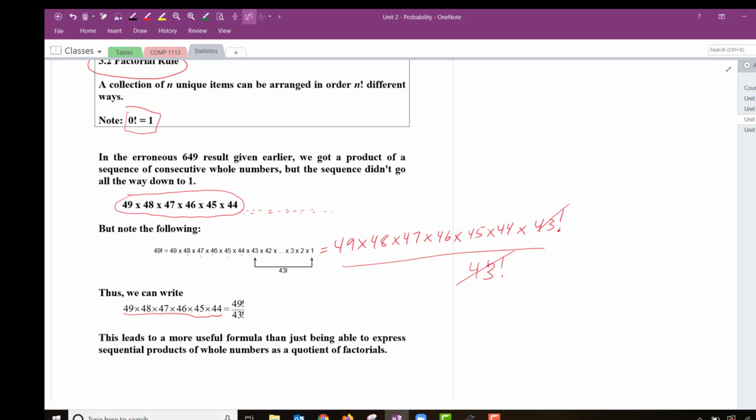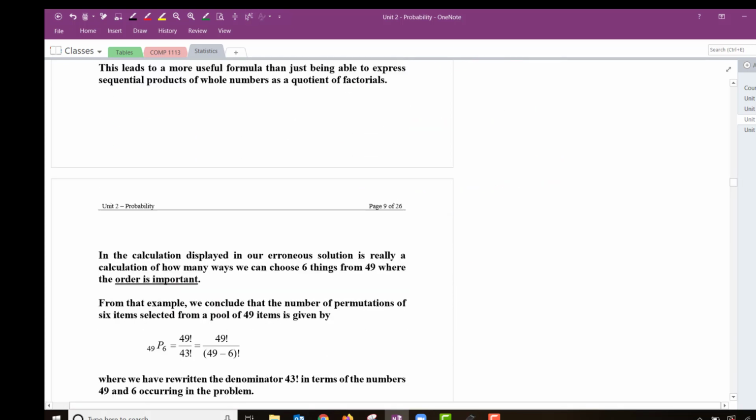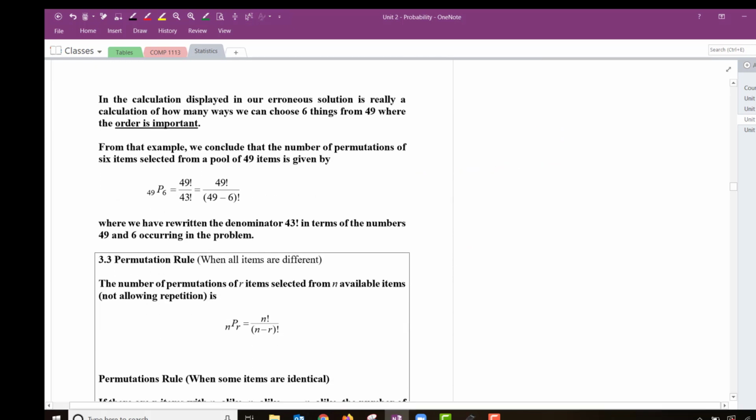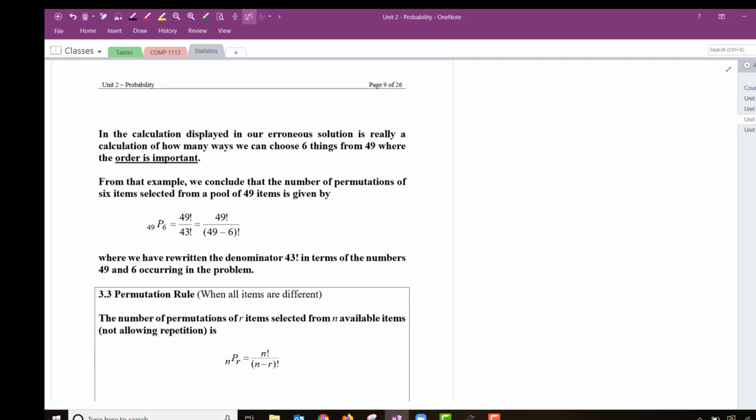When order does matter, then you end up with the larger value. Sorry, this is when order did matter. Remember when we first started this out, we had 10 billion and the value was too high. So that's what this would calculate. It's the number of ways that we could choose 6 items from a group of 49 when the order did matter.